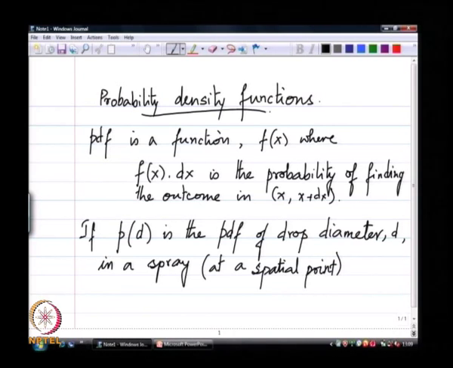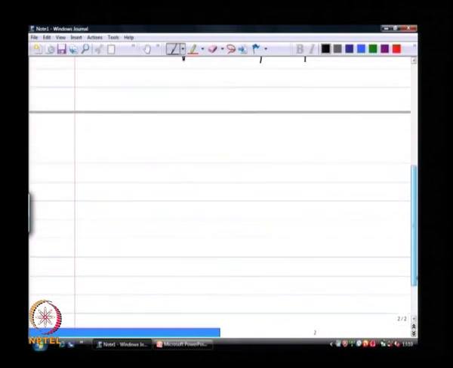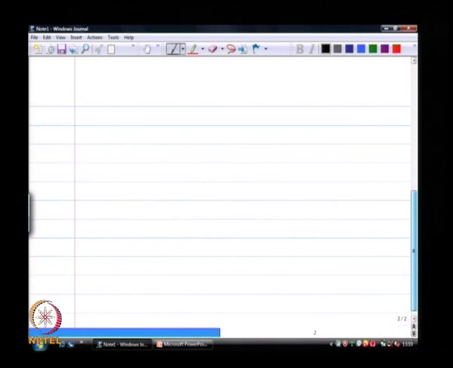So, if I did my temporal sampling, so I was sitting at one point in the spray and I sampled every drop that went by me, and I accrued statistics of a large number of drops, and we discussed how to construct a probability density function from a large set of such drops. Okay. So, I did that and I got this function p of d, which is a function of d. What should the graph of p of d look like?